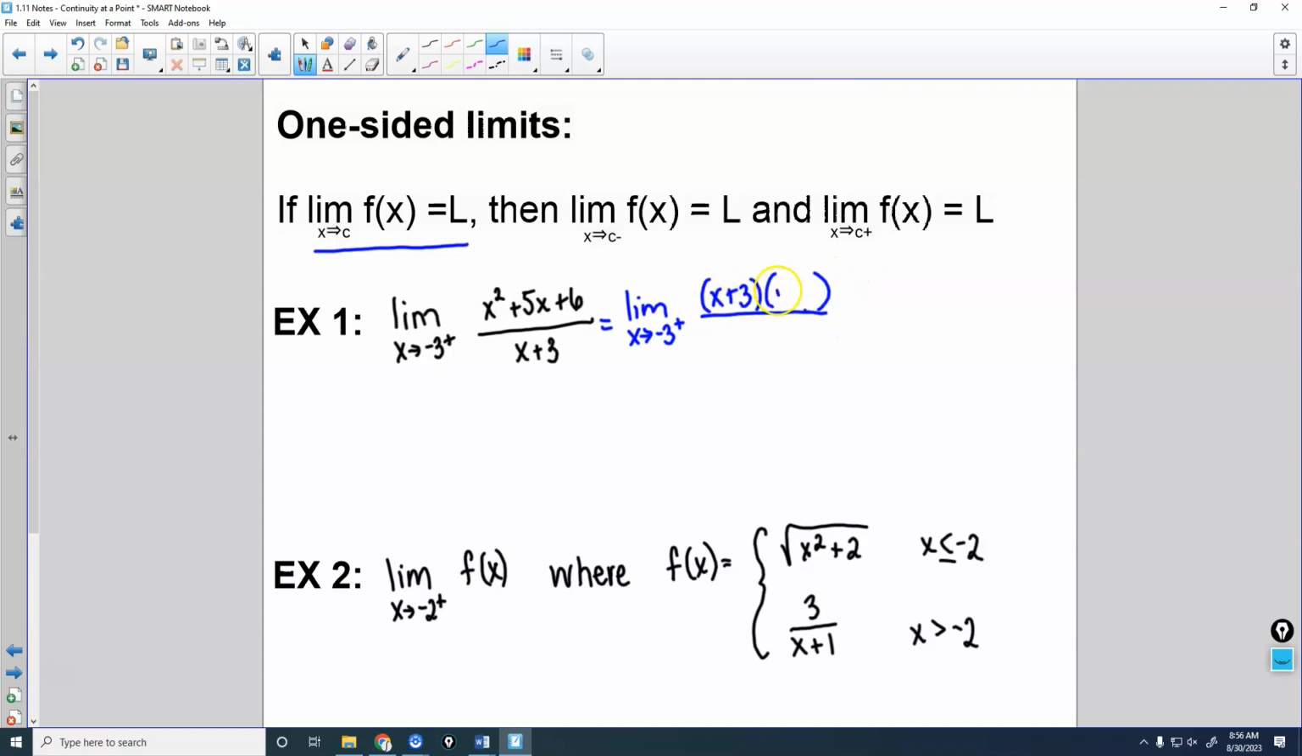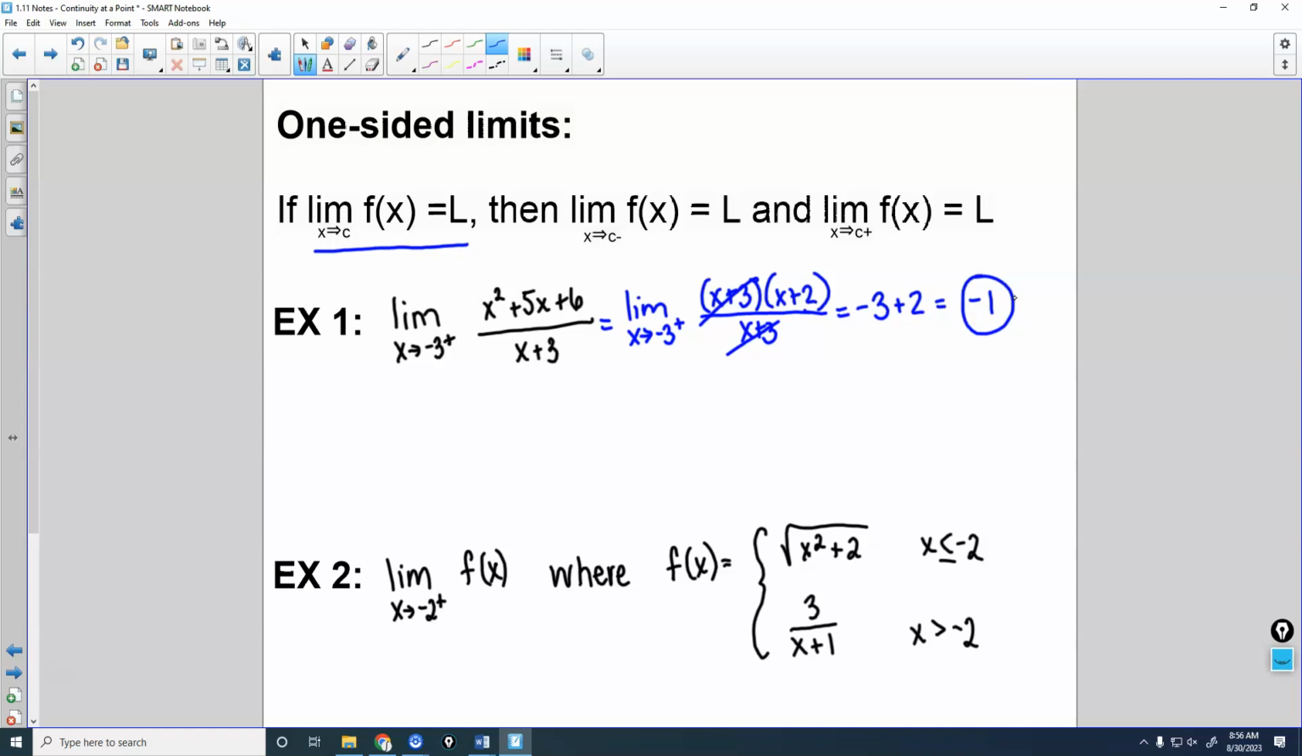X plus 3, X plus 2. We got that X plus 3 on the bottom. That is going to cancel. So now we can just plug in. We have negative 3 plus 2, and that gives us negative 1. Now, that would be the limit from both sides. But if the limit from both sides is negative 1, the limit from the right is also negative 1.